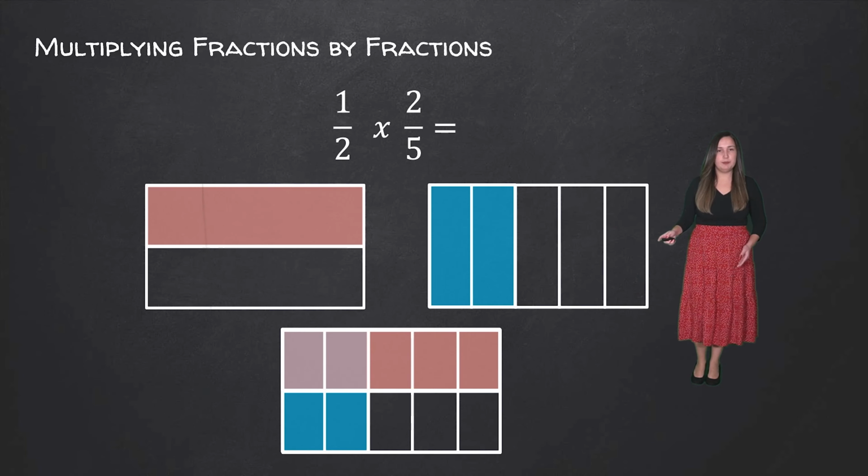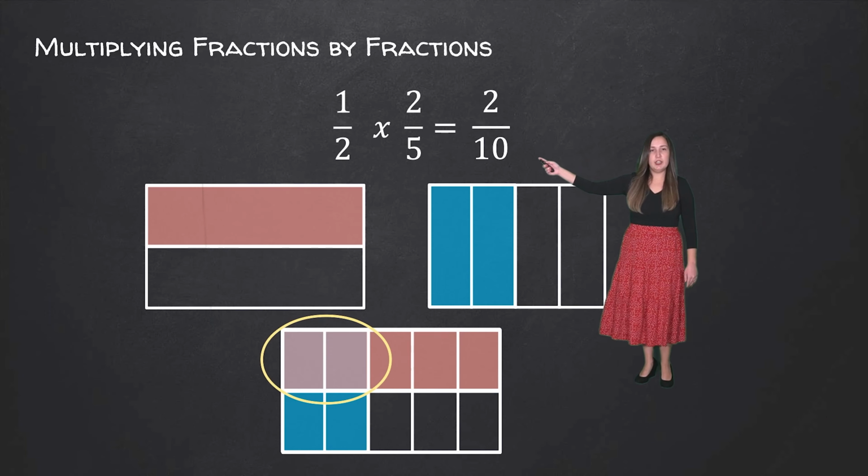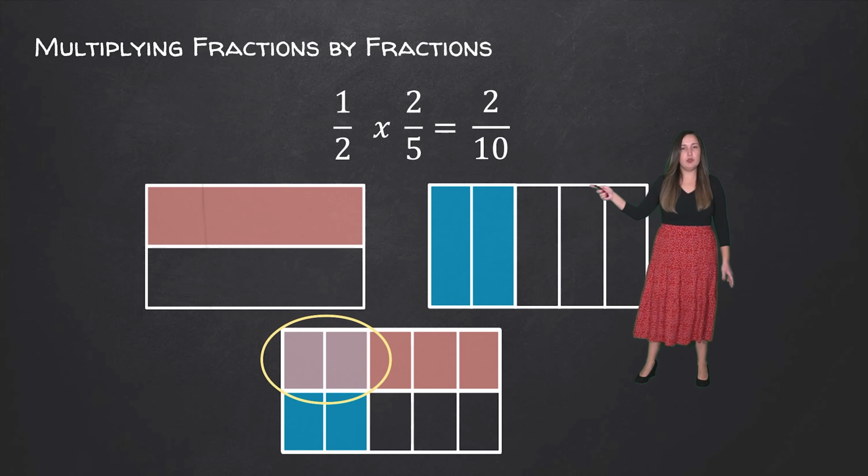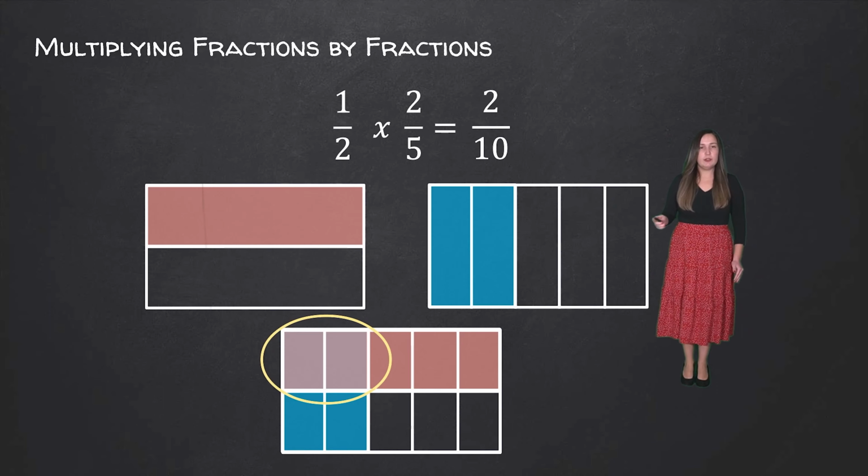put it on top. Now notice that when we overlap them, there are shaded parts that are overlapped, such as these two. So that would give us our numerator of 2 for our answer. And notice that when we overlap them, now instead of having 2 parts or 5 parts, we have 10 parts. So that's how we get 2 out of 10. So 1 over 2 times 2 over 5 is equal to 2 out of 10.